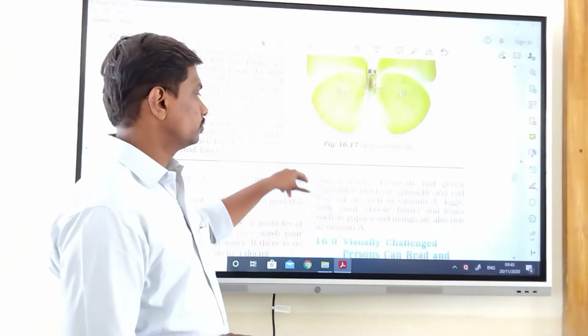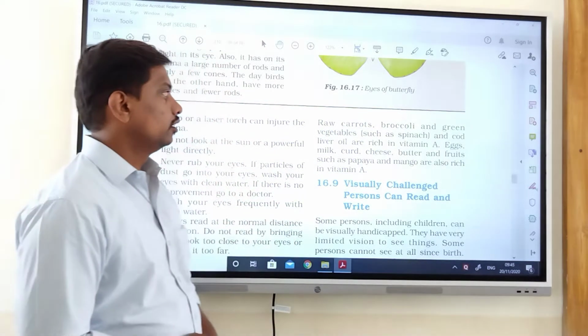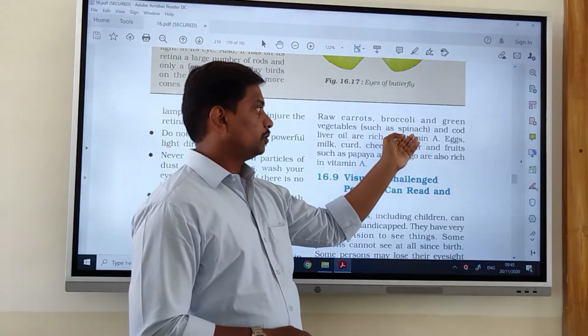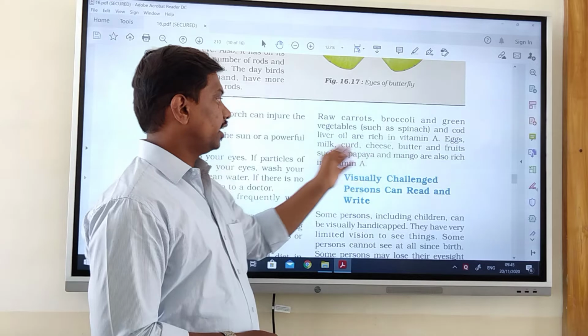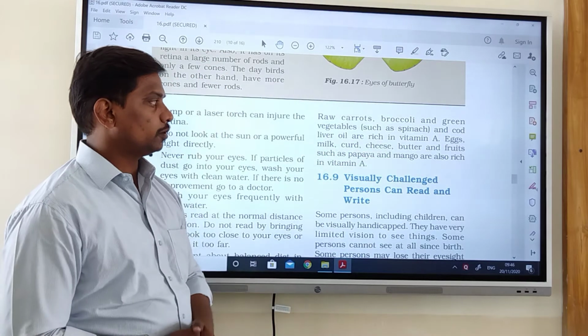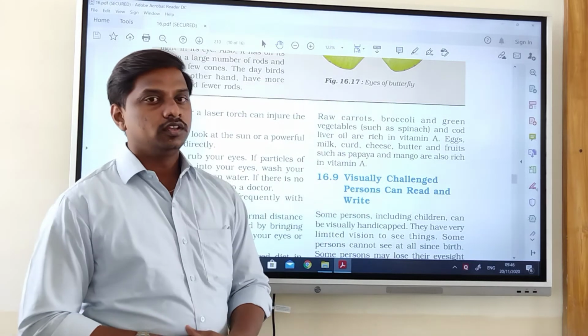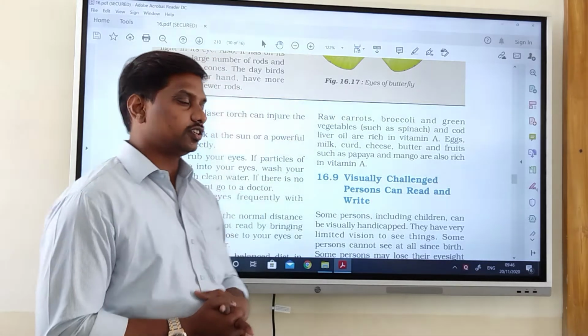Okay. Raw carrots consist of vitamin A. Broccoli and green vegetables such as spinach and cod liver oil are rich in vitamin A. Eggs, milk, curd, cheese, butter and fruits such as papaya and mango are also rich in vitamin A. So these should be taken regularly so that our eyes and our health will be fit.